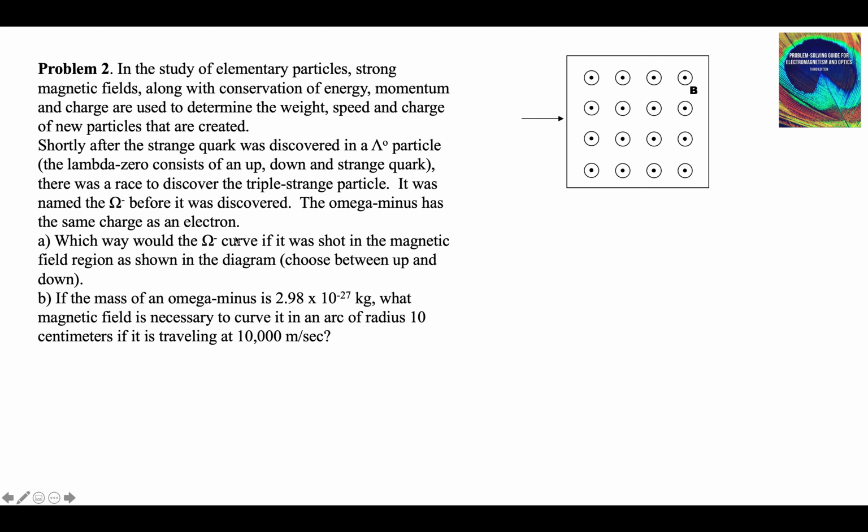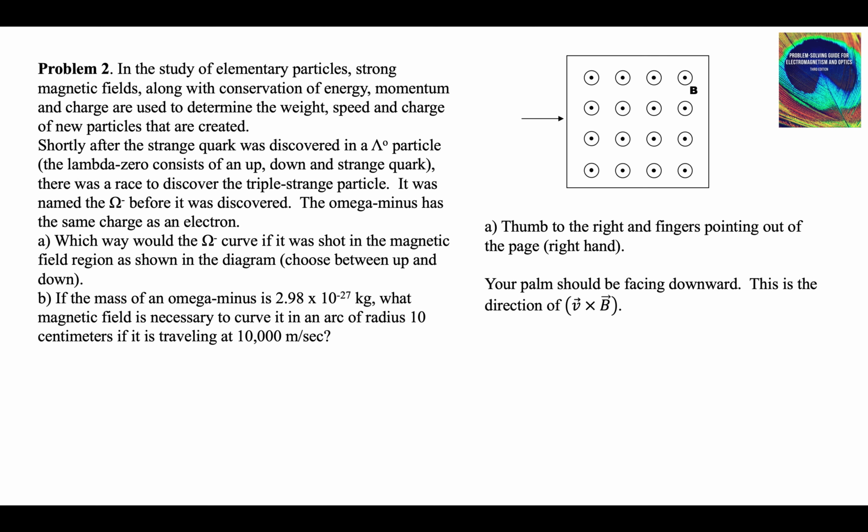Which way would the omega minus curve if it was shot into a magnetic field as shown in the diagram? Omega minus is negative, the velocity is to the right, so we put our thumb to the right and our fingers pointing out of the page. Our palm is facing downward. This is the direction of V cross B.